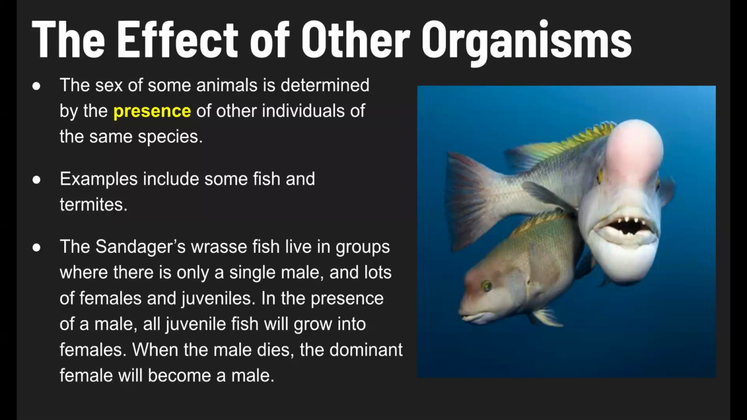Now, in the presence of a male, all the juvenile fish, the very young fish, will grow into females. But when the male dies, the dominant female in the group will turn into a male. So that's an example of how other organisms, in this case the male fish in the group, can affect the phenotype of organisms within this group.